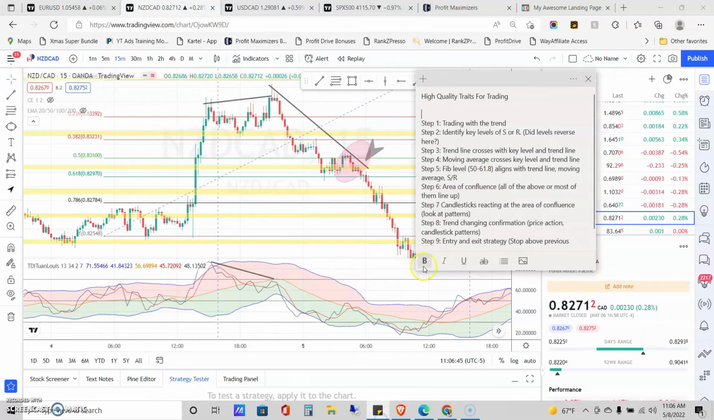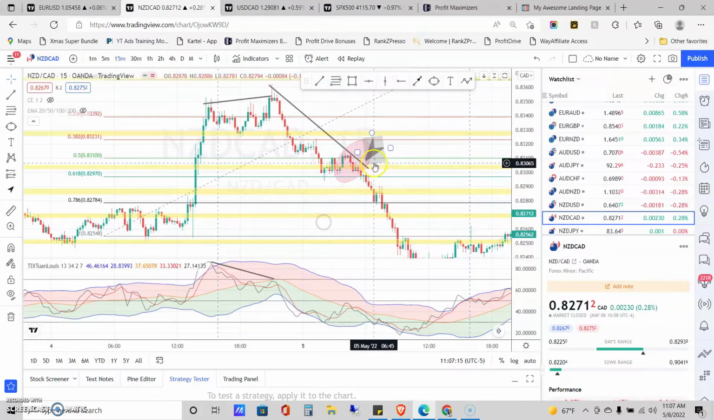So let's pull this up again. We're identifying key levels of support and resistance. The trend line crosses with the key level and the trend line. Yes, it does. Here we touch the trend line one last time. We are in between the 50 and the 61.8. So our area of confluence, everything lines up. We have 5 reasons right now to get in this trade, which is pretty good. You can't be 100%, but we are looking pretty good so far.